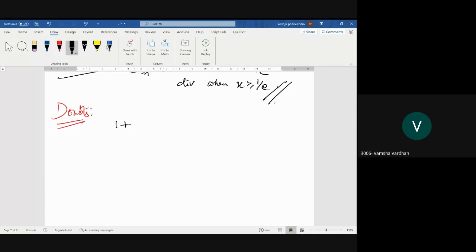Which one? First one means what? I am not having that. Okay, sir. The series is 1 plus 1 square, 2 square by 1 into 3 into 5, plus 1 square, 2 square, 3 square by 1 into 3 into 5 into 7 into 9, and so on.